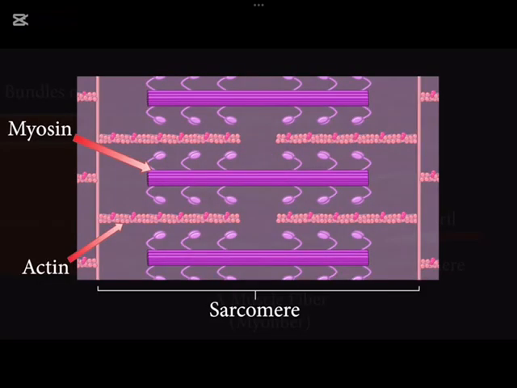In summary, muscle contraction occurs due to the sliding of actin filaments over myosin filaments. This sliding mechanism shortens the sarcomere and generates force, resulting in muscle movement.